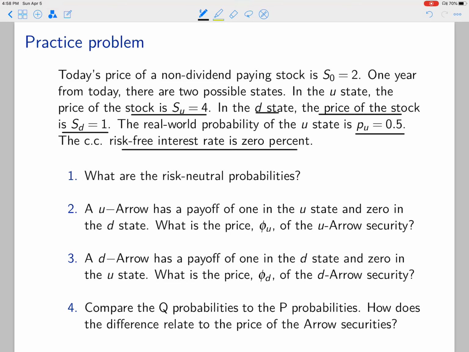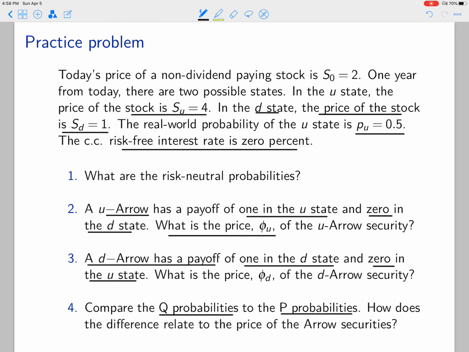Second, we're given something called a U-arrow security. This security has a payoff of 1 in the U state and 0 in the down state. We want to price this security using the fundamental theorem of asset pricing and the risk-neutral pricing formula. We then want to price a D-arrow security, which has a payoff of 1 in the D state and 0 in the up state. And then we want to take the risk-neutral probabilities, compare them to the P probabilities, and then say how does their difference relate to the difference in the pricing between these U-arrow and D-arrow securities. And the big catch is that the U and D-arrow securities are actually what we're going to refer to when we talk about the market price of risk.